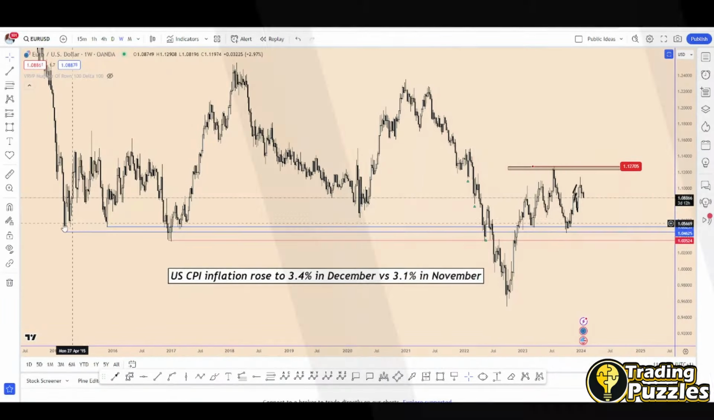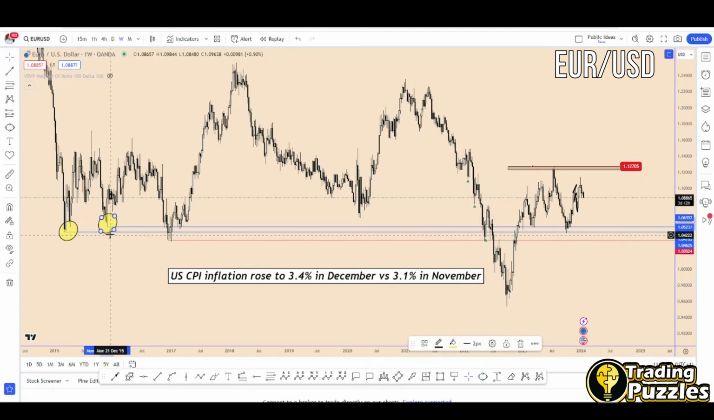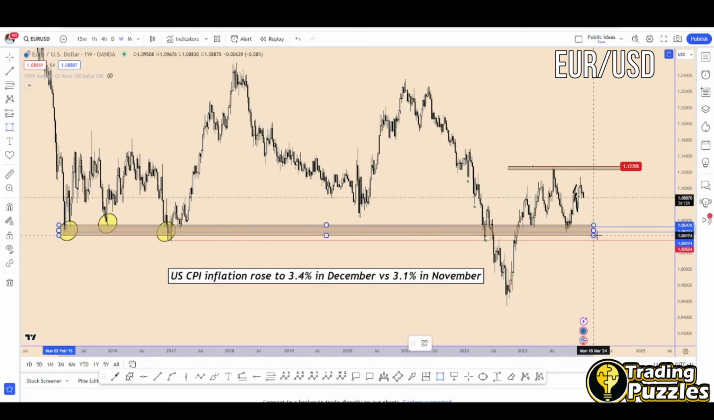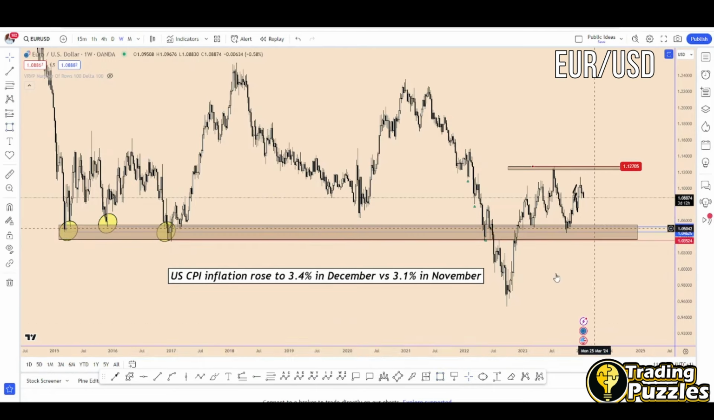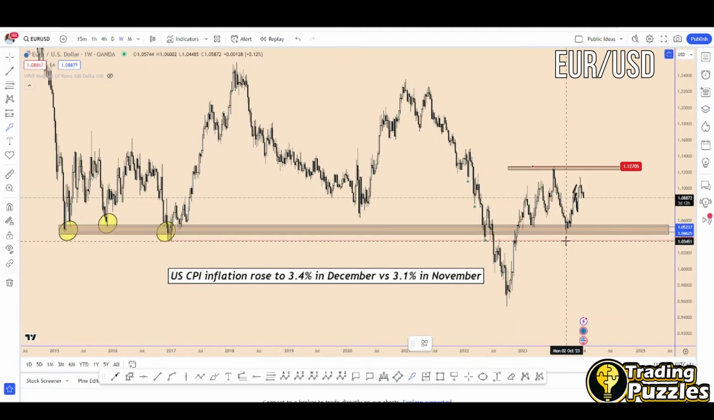As you can see on the weekly chart on the left side of the structure, previously this proved that it was a very strong support area, and after the price tested this area again, we can see that we have buyers that are well positioned close to 1.05 near this zone here.